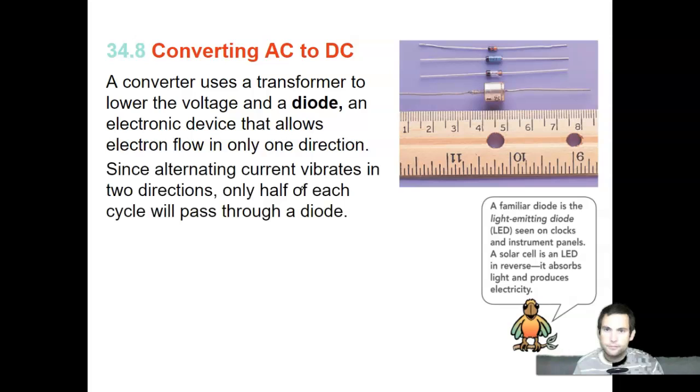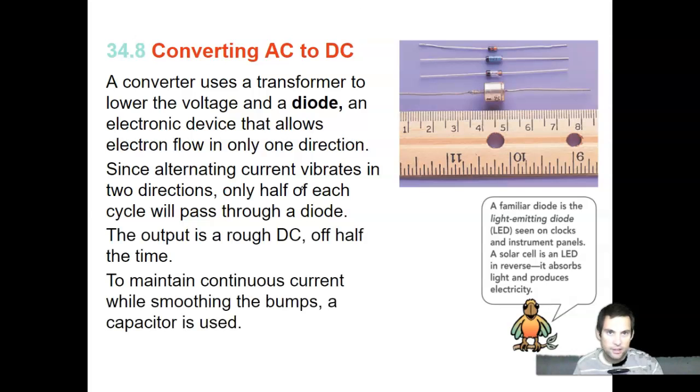Since alternating current vibrates in two directions, only half of each cycle will pass through a diode. So if we imagine this silver thing to be a diode and the electricity goes back and forth, the diode limits the electricity from coming backwards, so it only goes forward. So rather than going back and forth, alternating current, the transformer is going to limit this backward motion. So now it can only go forward. Once it passes through, it can only continue to go forward. The output is a rough DC, off half of the time.